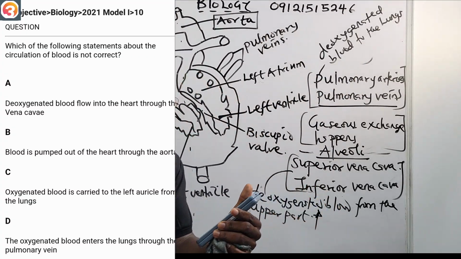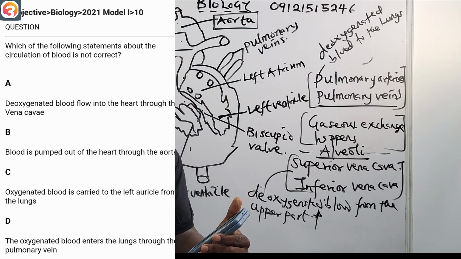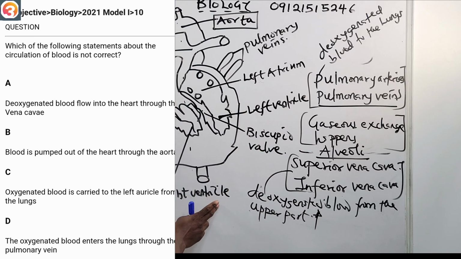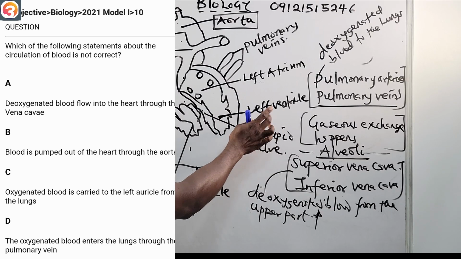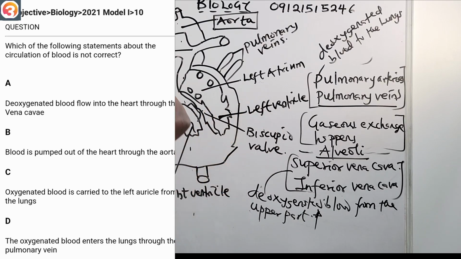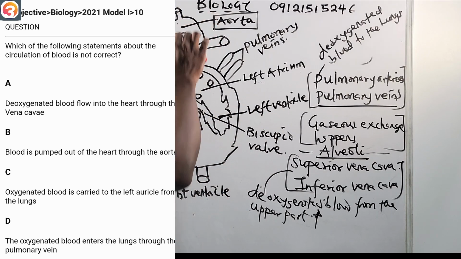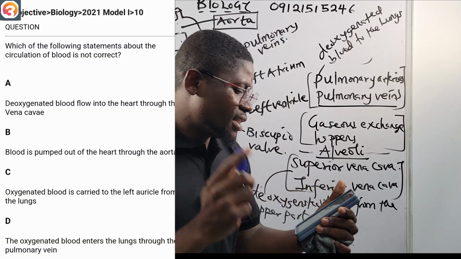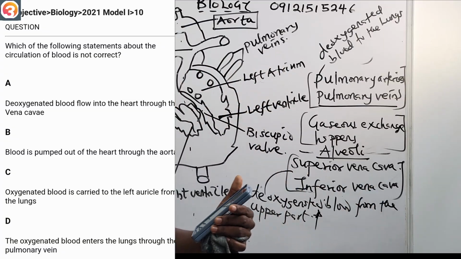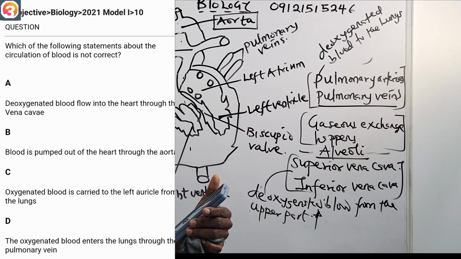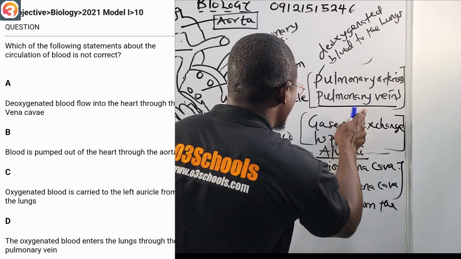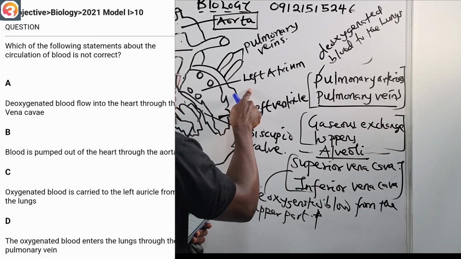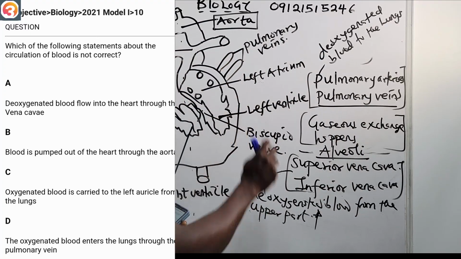B says blood is pumped out of the heart through the aorta. Very correct. So this blood that gets to the left ventricle gets pumped to different parts of the body through the aorta. C says oxygenated blood is carried to the left atrium or the left auricle from the lungs. Very correct, because the pulmonary veins carry those oxygenated blood to the left atrium or the left auricle.